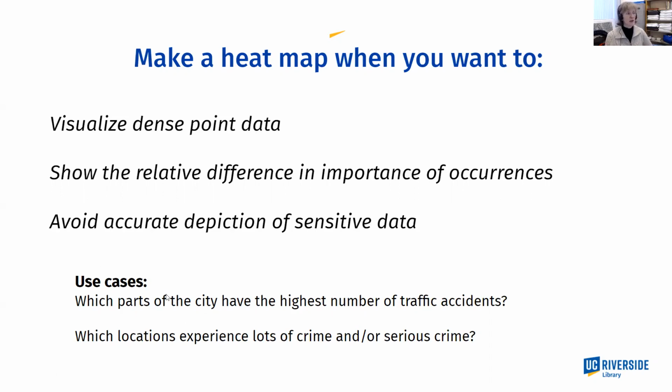So a use case for making a heat map is maybe which parts of a city have the highest number of traffic accidents, where each accident is represented by a point, but you can change that very easily to a heat map. Or, and this is where I'm talking about the importance of the occurrences, you might want a map that represents where there's lots of crime or serious crimes. Maybe there's a district that has lots of crime, but it tends to be on the relatively minor side, and another district that has fewer crimes committed, but they're all pretty serious. That might be useful to show on the heat map as well.